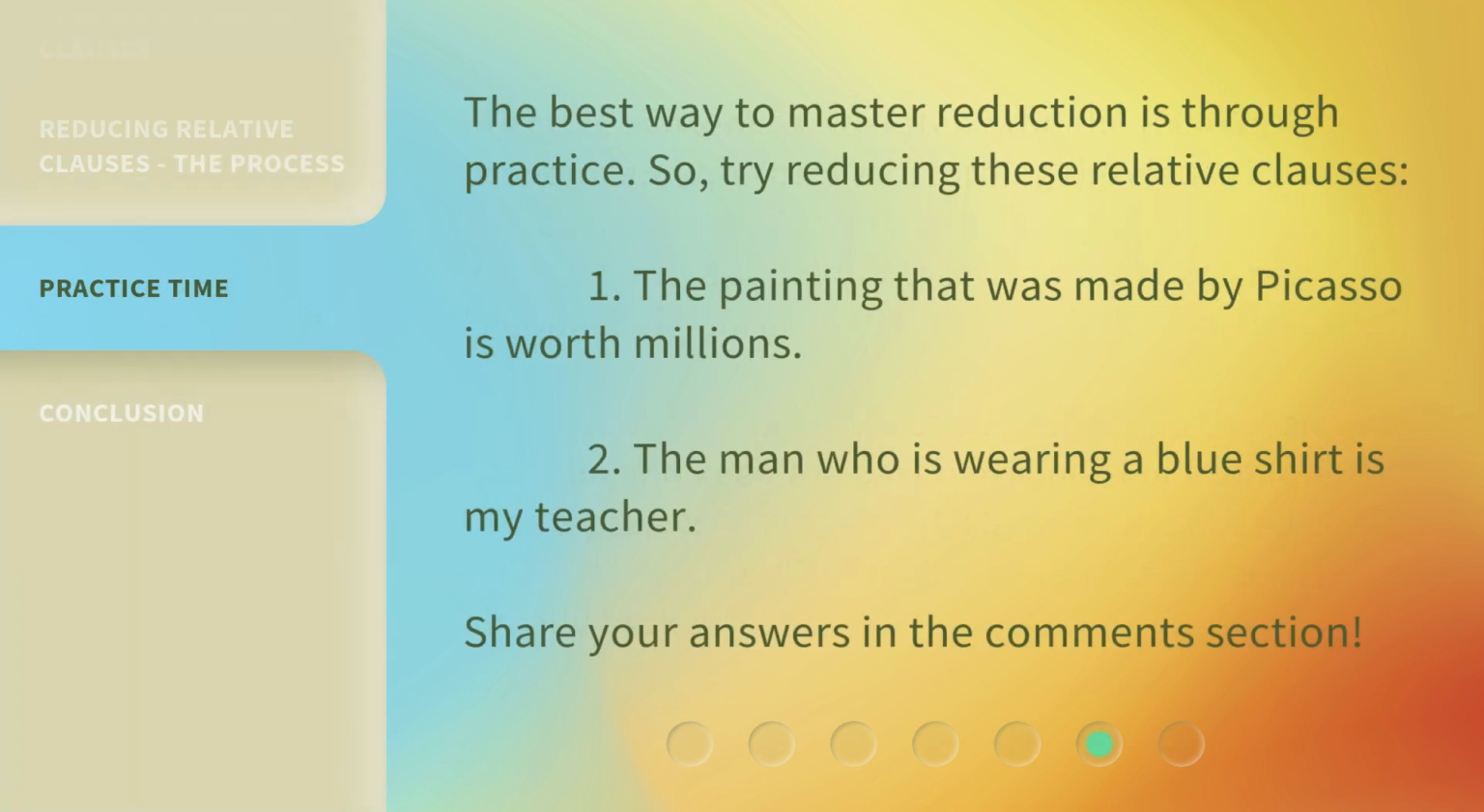The best way to master reduction is through practice. So, try reducing these relative clauses. 1. The painting that was made by Picasso is worth millions. 2. The man who is wearing a blue shirt is my teacher. Share your answers in the comments section.